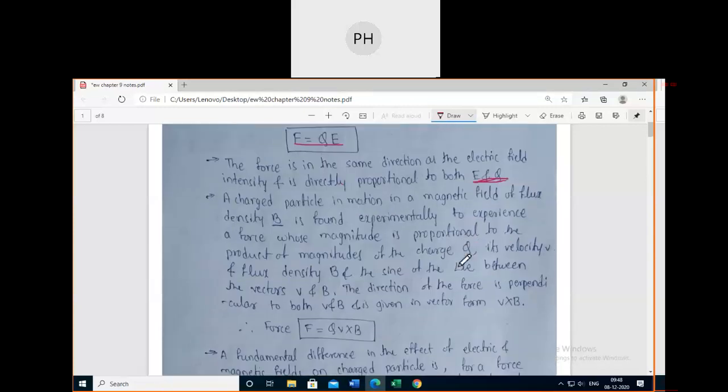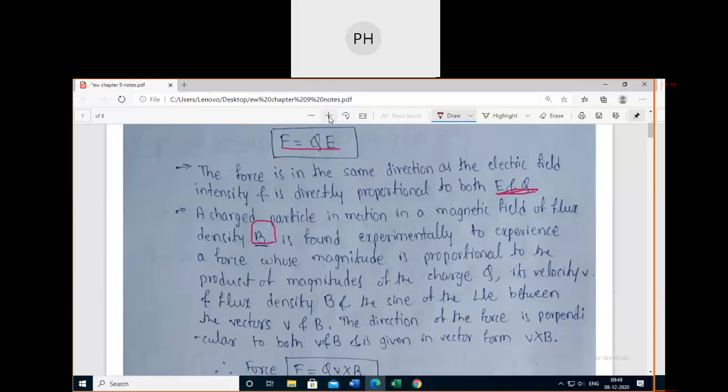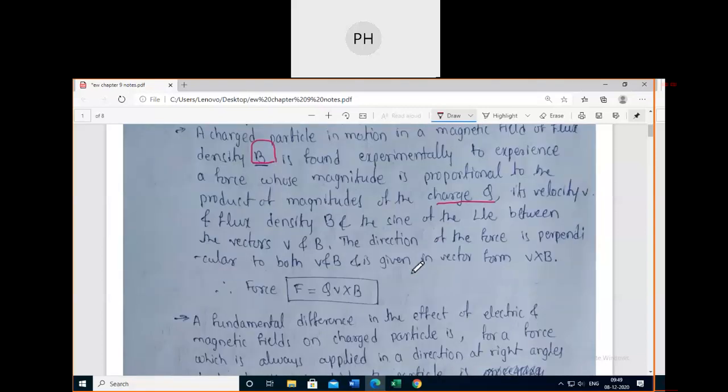A charged particle in motion in a magnetic field of flux density B, okay, we are indicating flux density as B, is found experimentally to experience a force whose magnitude is proportional to the product of the magnitudes of the charge Q and its velocity V. So for the magnetic field, its flux density is B and its velocity is V.